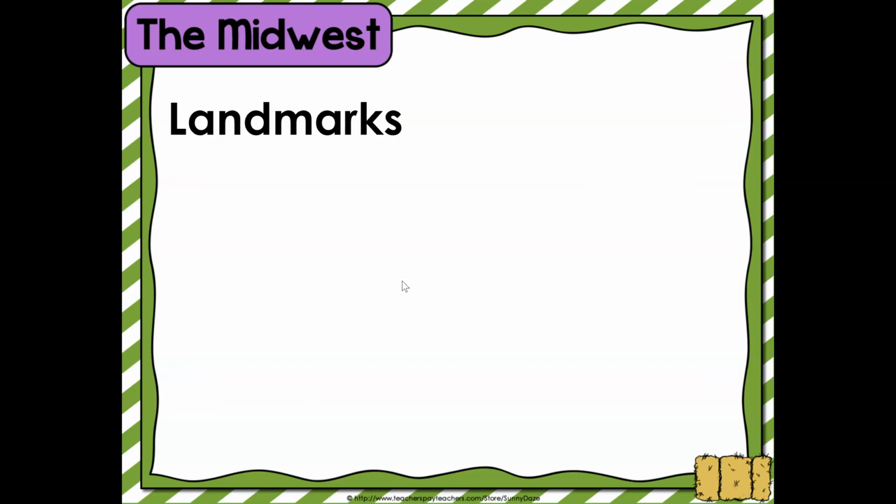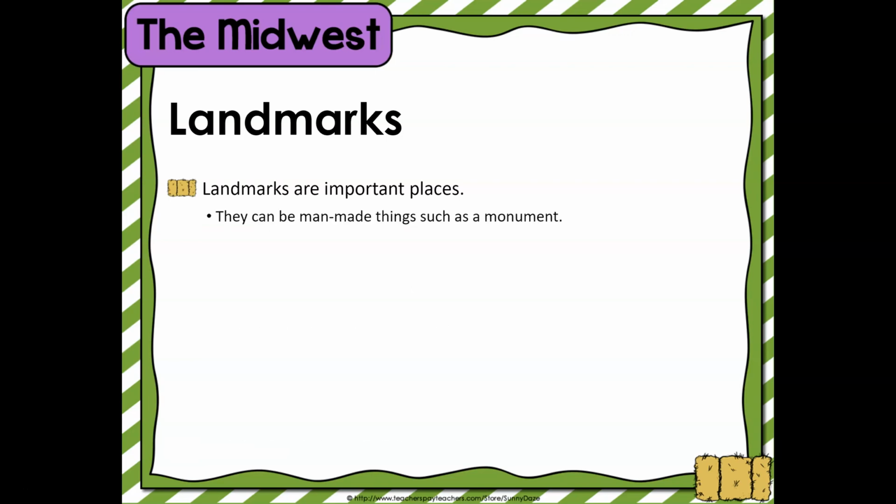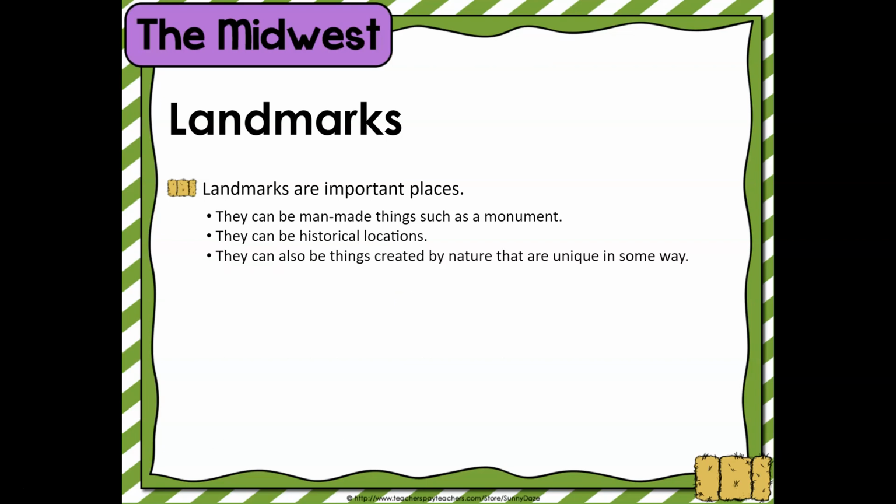Let's take a look at the Midwest landmarks. Landmarks are important places, as we know. They can be man-made things such as a monument. They can even be historical locations. They can also be things created by nature that are unique in some way.